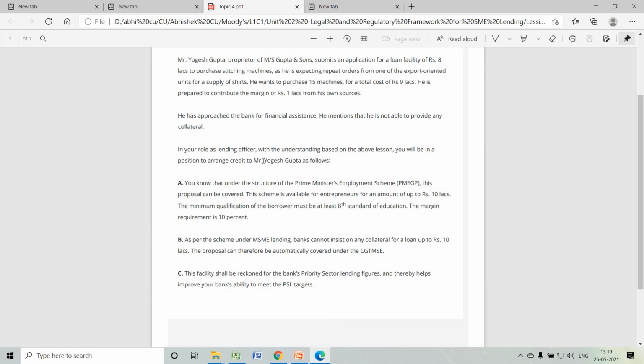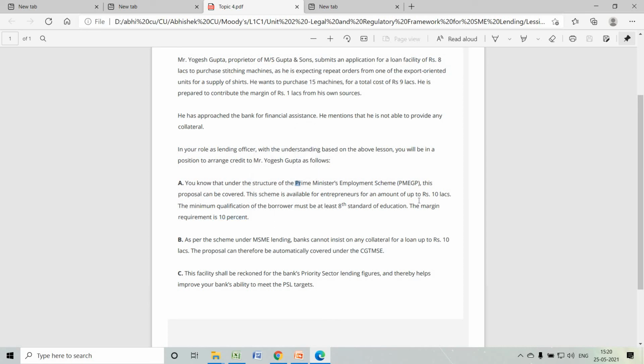to arrange credit to Mr. Yogesh Gupta as follows. You know that under the structure of the Prime Minister's Employment Generation Scheme, the proposal can be covered. This scheme is available for entrepreneurs for an amount of rupees 10 lakh. The minimum qualification of the borrower must be at least 8th standard. The margin requirement is 10%. Right. So these form the eligibility of the Prime Minister's employment scheme.